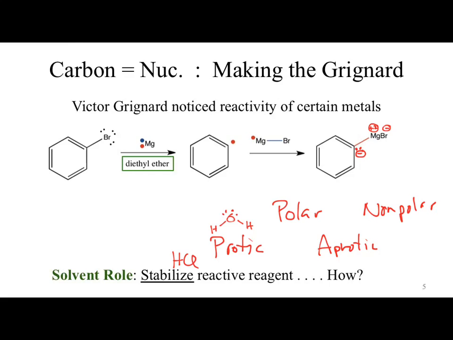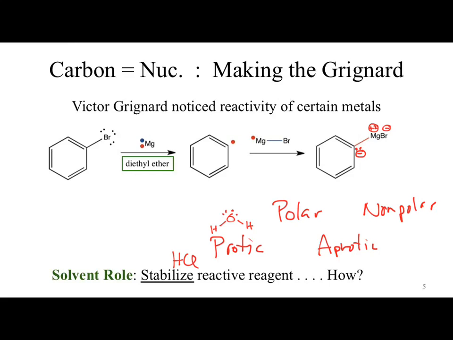What's the issue if we add a protic solvent? They react. The negative of our Grignard reacts with the positive of the hydrogen. What happens? You form a bond. What's the issue with forming a bond? Change the structure. Do we have a negative carbon anymore? No, we would have neutralized it.